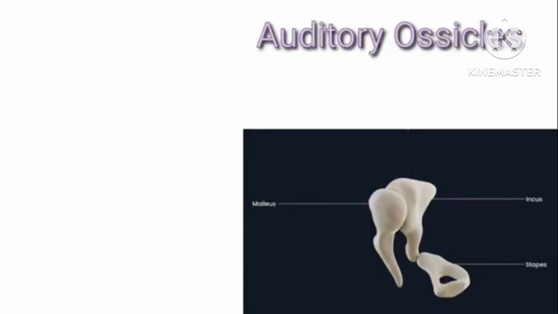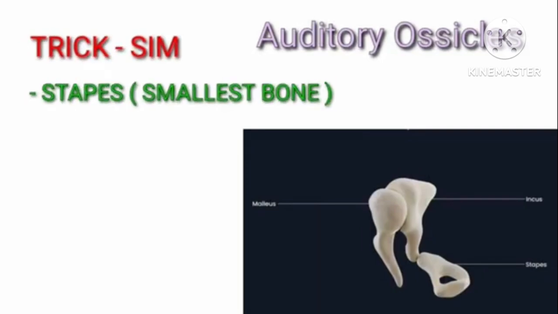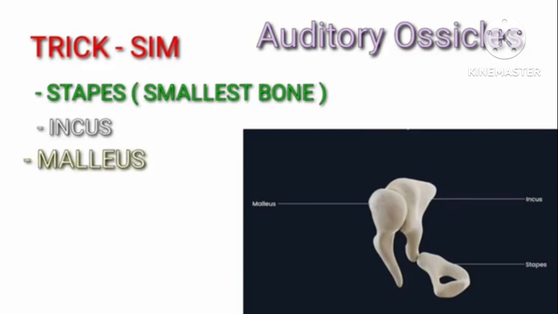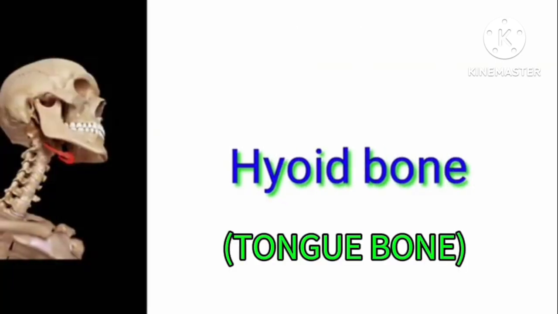Now these are the auditory ossicles: stapes, the smallest bone in the body, incus, and after that malleus. This is the tongue bone, the hyoid bone. It is below the tongue.